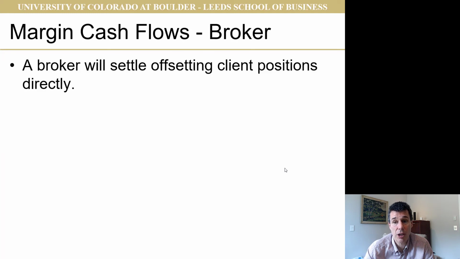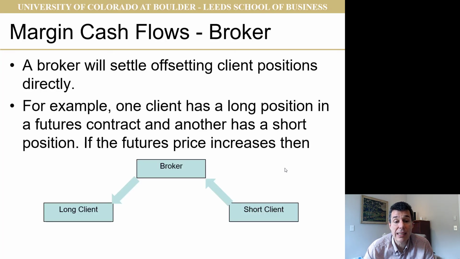So let's think about margin cash flows from a broker's perspective. A broker is going to settle offsetting client positions directly. So if one person's short and one person's long, and the person who's short loses money and the person who's long makes money, the broker will take money out of the margin account for the person who's short and put it in the margin account for the person who's long. Here is my broker's picture. They both have accounts with the broker, so this is sort of automatic, but effectively the person who's short gives money to the broker, who gives it to the person who's long.